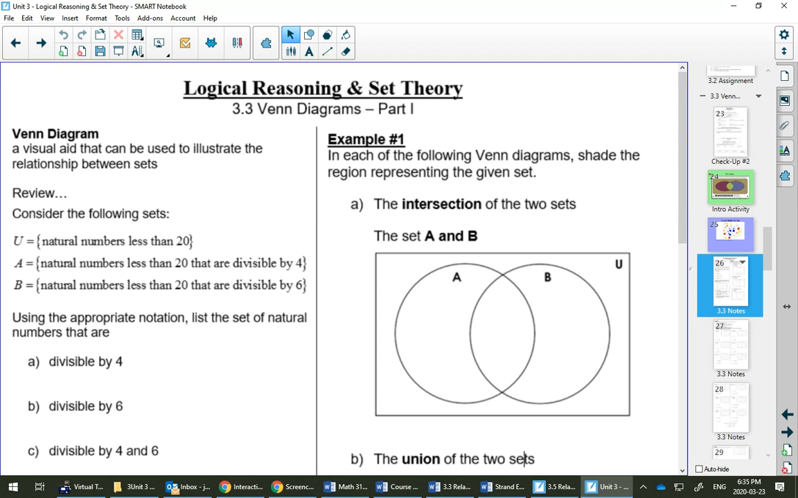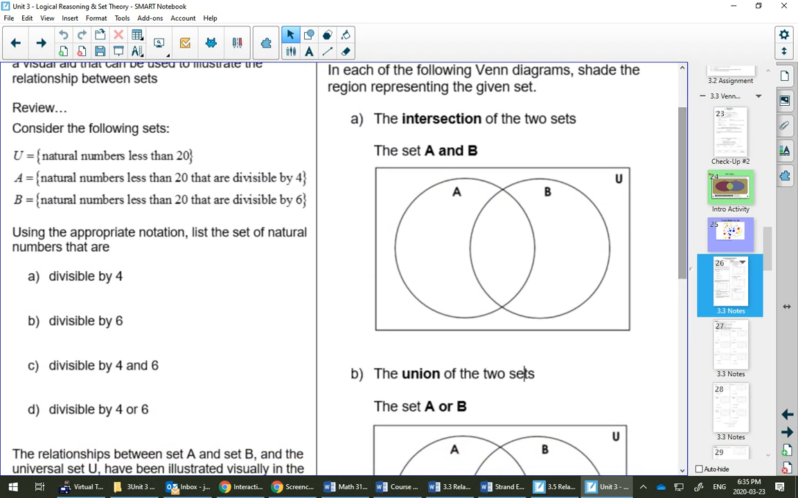So if I give you a quick review here on the last day's lesson, I'm going to define our universal set as any natural numbers less than 20. And subset A would be any natural numbers less than 20 that are divisible by 4. And then set B are any numbers less than 20 that are divisible by 6. So we'll start off by writing out what those sets are.